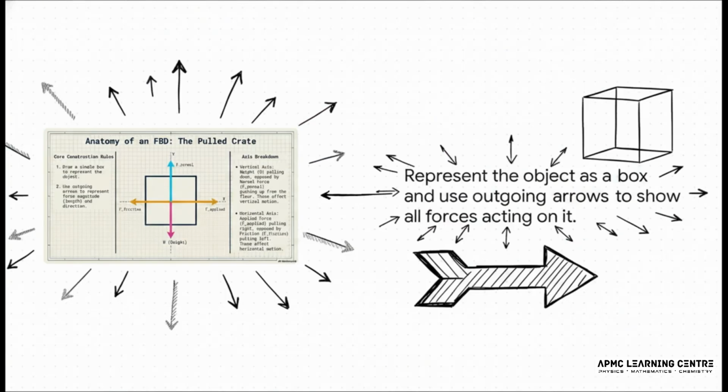And the anatomy of one of these things is just beautifully simple. We just use a box to represent our object, then from the center, we draw arrows pointing out for every single force that's acting on it. This lets us cleanly break down all the forces into their vertical and horizontal parts so we can figure out what the object is going to do.